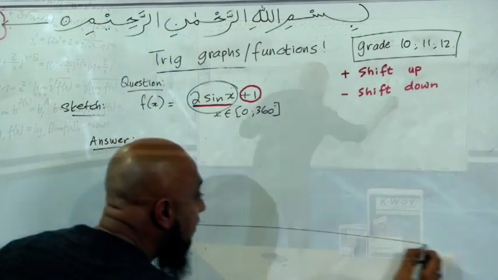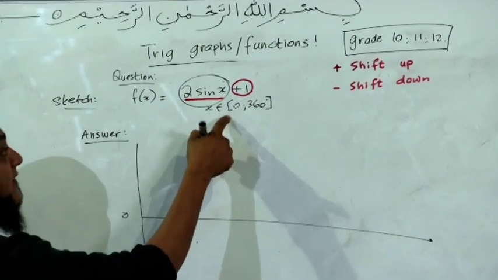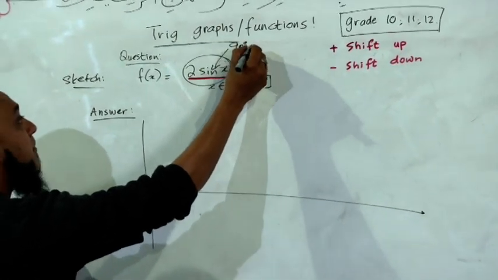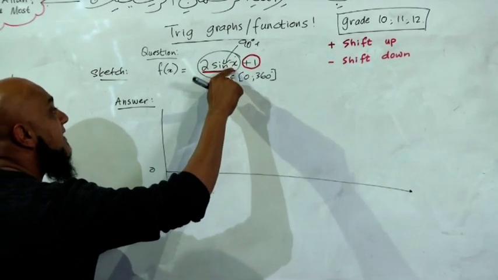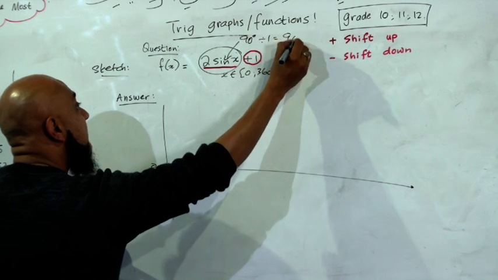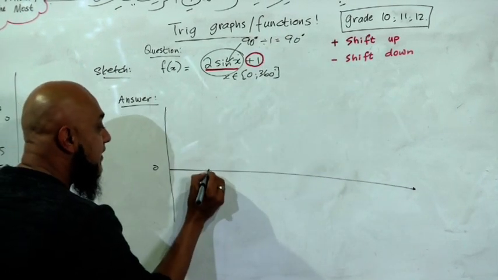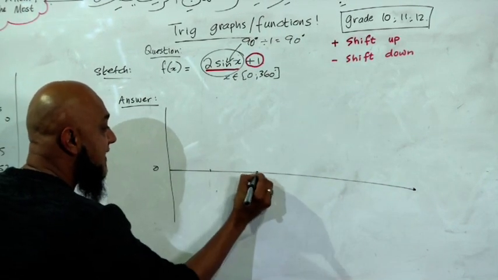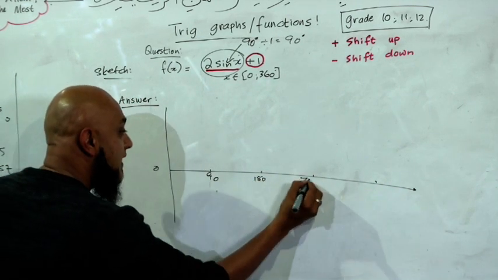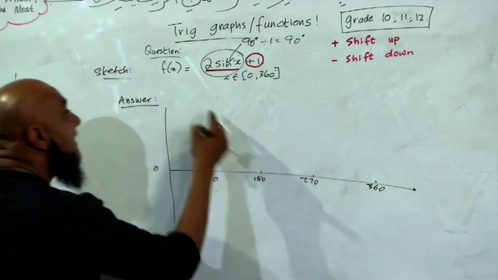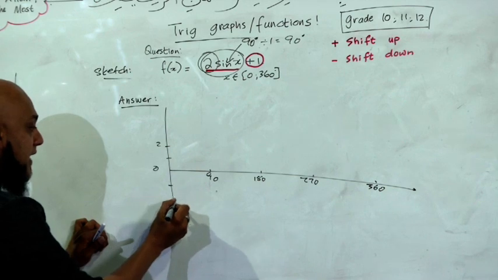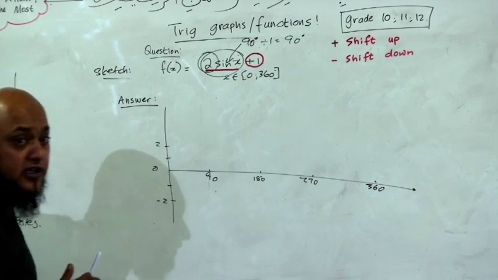So here goes. Remember, 0 to 360, your step is 90 degrees divided by 1, which is still 90 degrees. That means the graph is still going to make its change every 90. So 0, 90, 180, 270, 360. It's still going to go up to 2, 1, 2, minus 1, minus 2. That's your original graph.